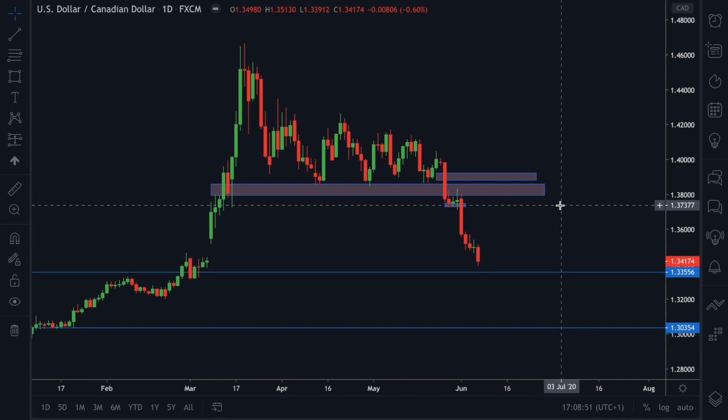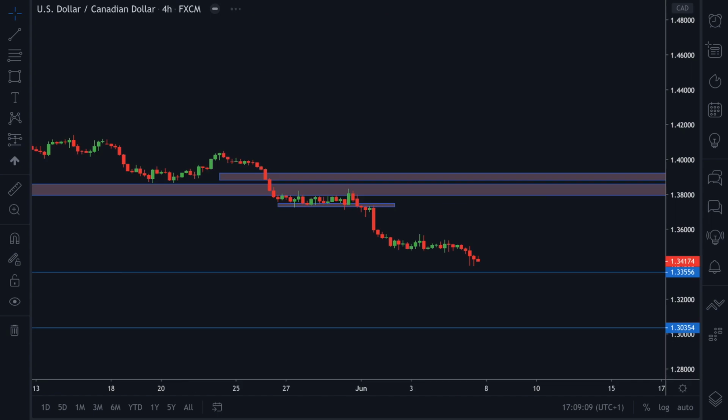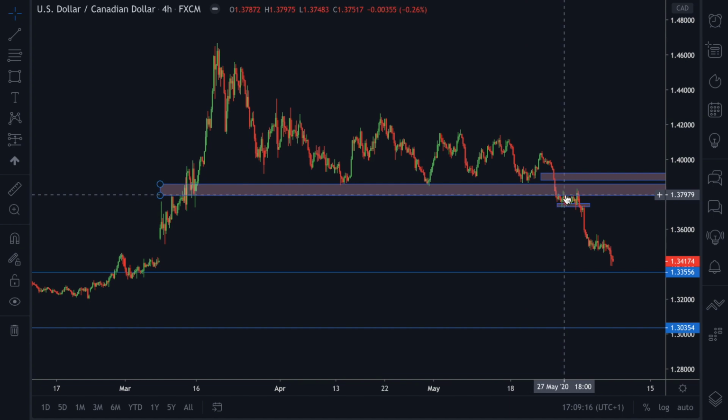Everything's looking short as long as oil is recovering and there's no crazy news coming out of Canada or the US to either weaken the Canadian dollar or strengthen the US dollar quite a lot. So I still have a short bias on dollar CAD. If you go to the 4 hour, there's not much going on there. Price just came back into this level of daily support, now resistance area.